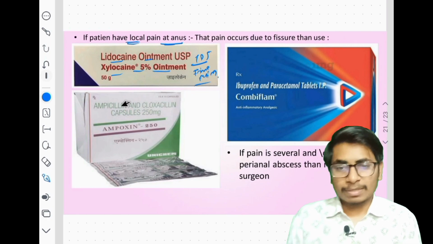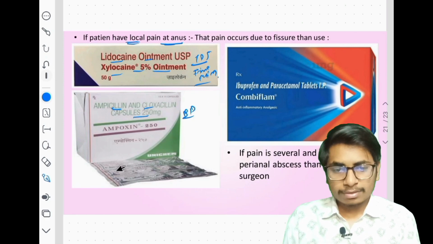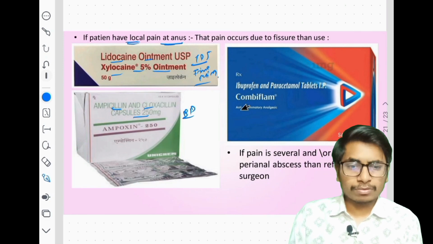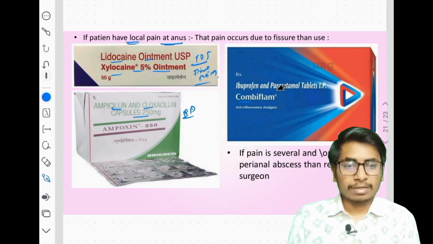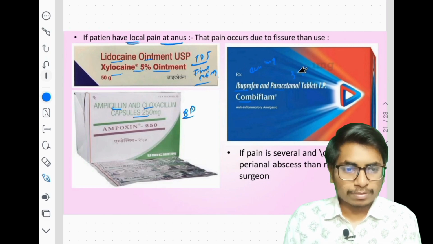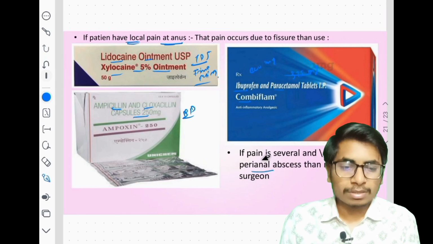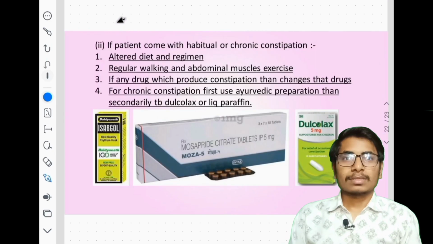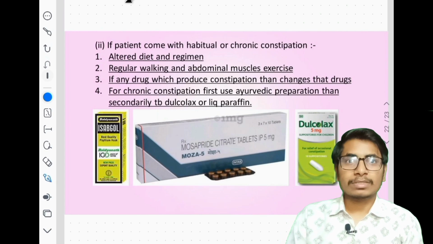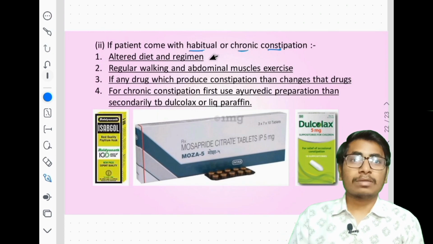Then we use one antibiotic, ampicillin and cloxacillin 250 milligram BD, and then one painkiller, Combiplan, which contains ibuprofen 400 milligram and paracetamol 325 milligram. If the pain is so severe or due to a perianal abscess, then we can refer that patient to the surgeon.